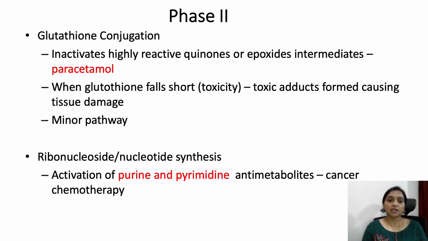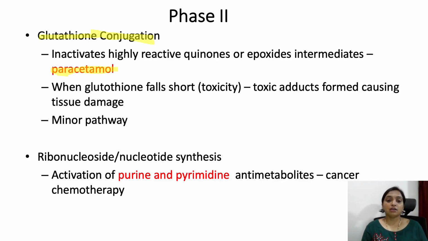Few other minor pathways include glutathione conjugation, important. This mainly occurs with paracetamol, very important question, that is paracetamol undergoes glutathione conjugation. So whenever this glutathione level falls, there will be toxicity which will result in tissue damage, but this is a minor pathway but an important type of conjugation which is important in paracetamol metabolism.